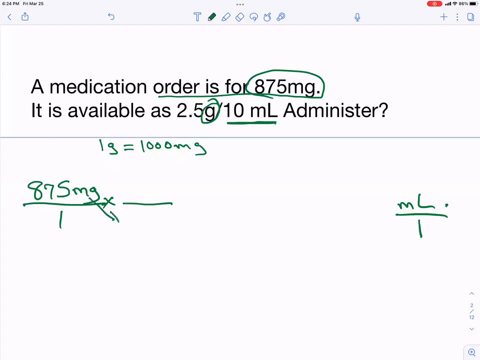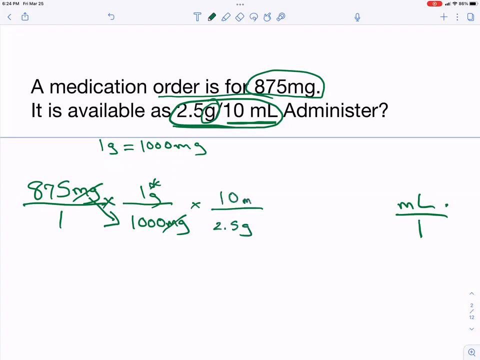So how do I get rid of my milligrams? Well, I use my conversion, 1,000 milligrams in 1 gram. Gets rid of my milligrams. Now I've got to get rid of this gram. And this is where I can use my problem. There's 2.5 grams in 10 milliliters. That gets rid of my grams. Now I'm left with my wanted. And as I say, now it's just math.